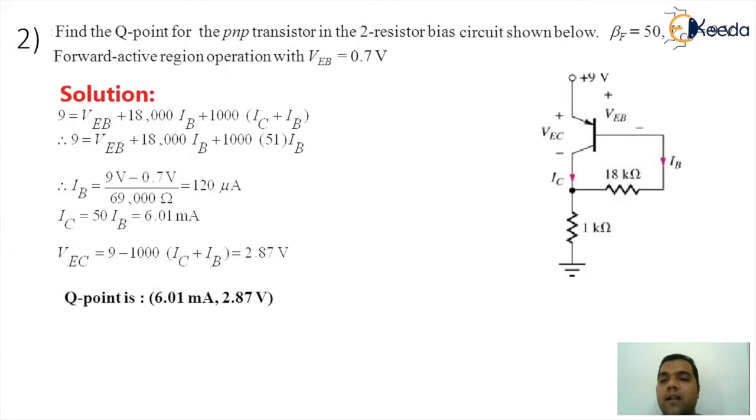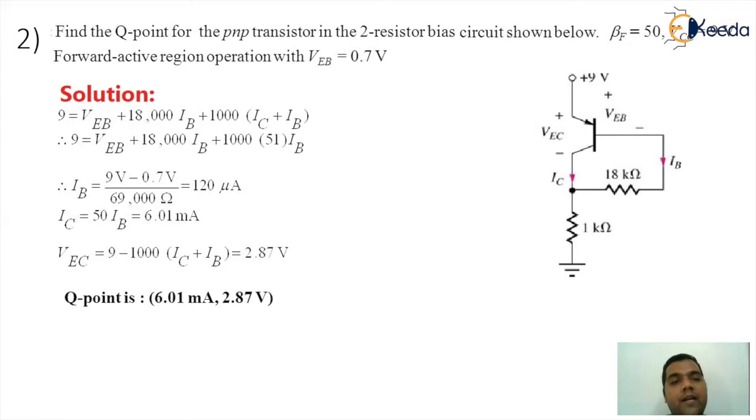If the collector current is IC and the base current is IB, the sum of IC and IB will be flowing through the 1 kilo ohm resistance. Once I apply KVL here, I get 9 equals VEB plus 18,000 into IB plus 1,000 into (IC plus IB). You just replace IC with beta IB, where beta is 50, and you get the unknown IB. So IB is (9 minus 0.7) divided by 69,000, which gives you 120 microampere.